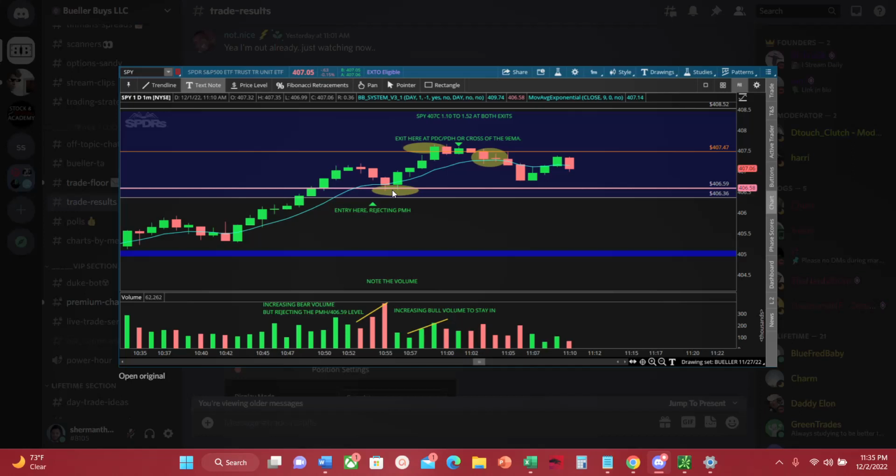I was literally about to enter here until I got that unfortunate news, which, by the way, is not so unfortunate anymore. It just was at the time. So happy to say that things are improving. Anyway, got the rejection there. Exit here. Right, my next target, previous day close or the high. This was the same level.